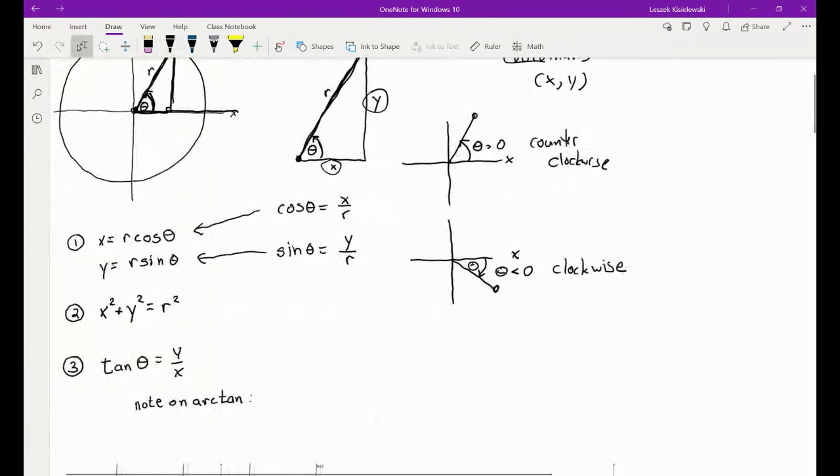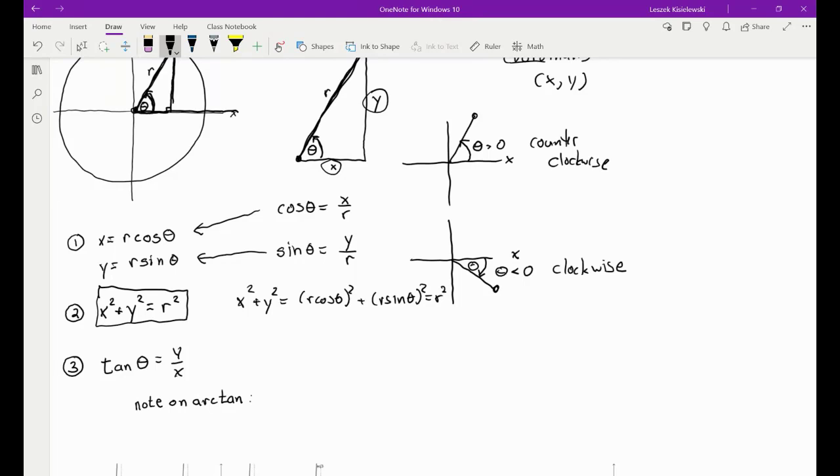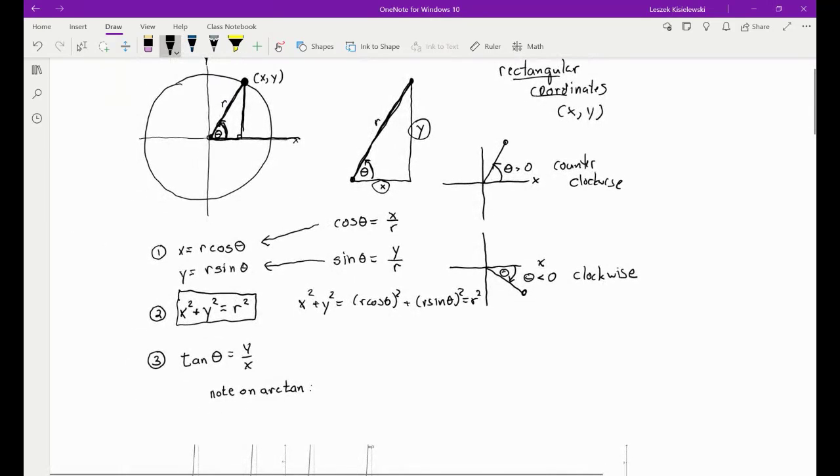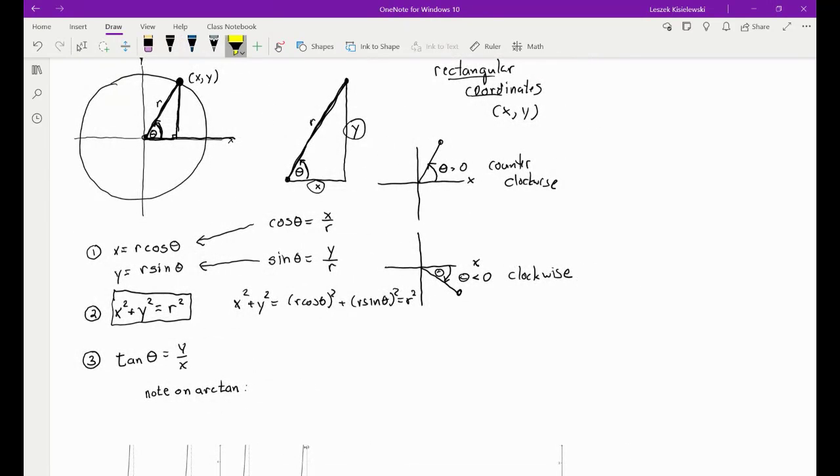We notice that because of the Pythagorean trig identity, we have x squared plus y squared. If you replace x with r cosine theta and y with r sine theta, and use the Pythagorean trig identity, we see that x squared plus y squared equals r squared. So r squared represents the distance squared between the point and the origin.